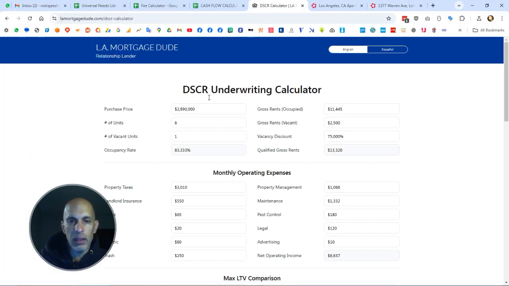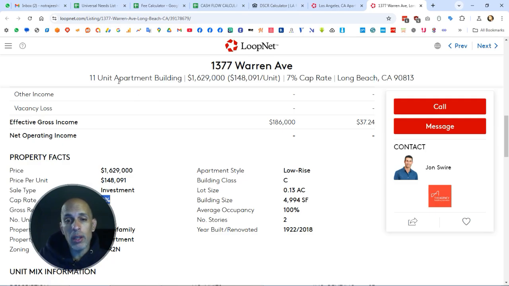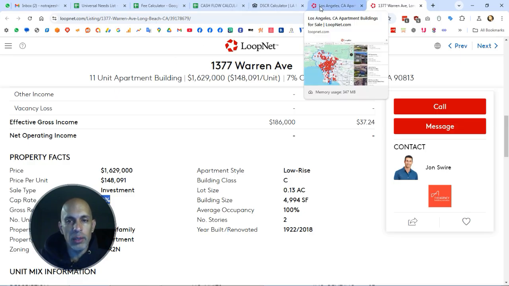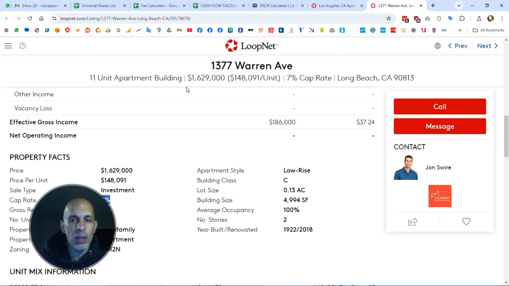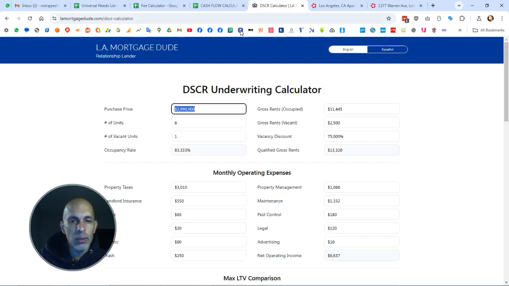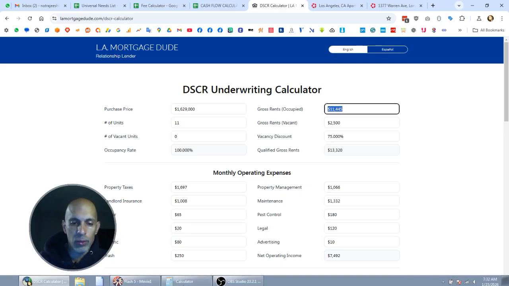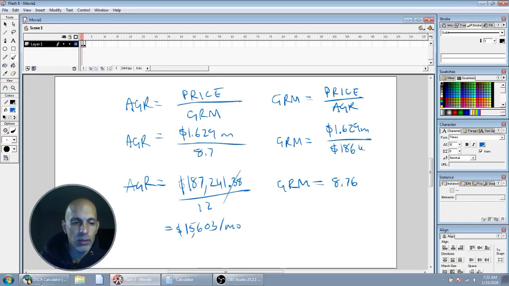So now we can plug this in here and figure out what loan we qualify for. But I'm telling you, based on the unit number, a DSCR loan will not work. So we're going to have to go with an agency small balance loan here. But we want to know what interest rate, how much down payment, etc., in order to make this loan work. So let's see, 1,629,123. No, this was 11 units. 0 vacancies. Gross rents are 15,603.